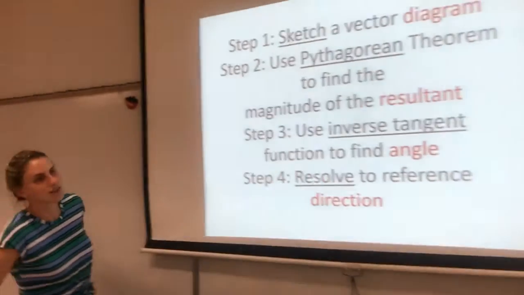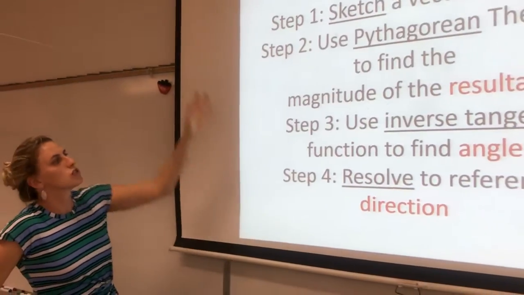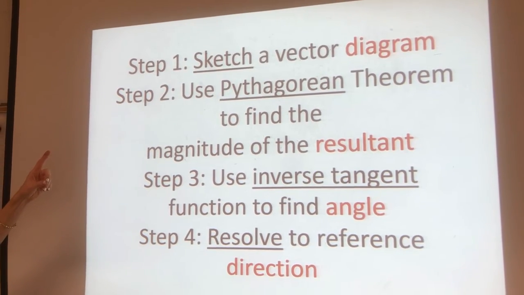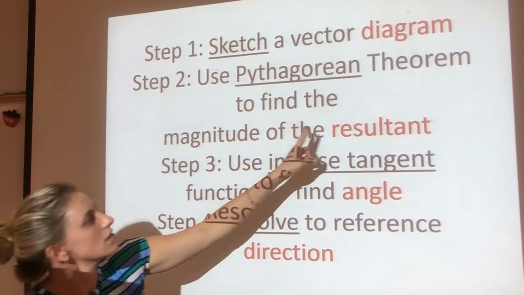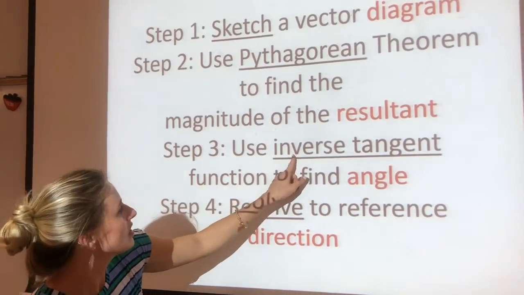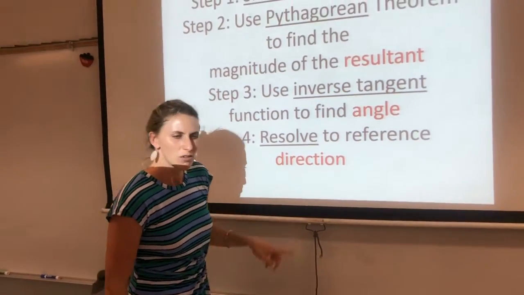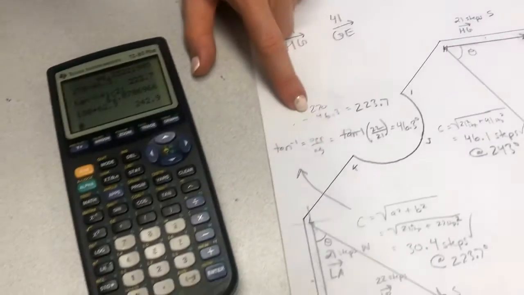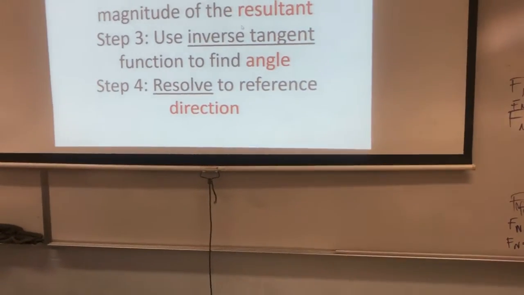Okay, now let's do some practice. This is how we're going to do all of these questions. Would you guys write this down in your notes? You need this. Step 1: sketch the vector diagram. Step 2: use Pythagorean theorem to find the magnitude of the resultant, that's just the magnitude, and then the inverse tangent to find the angle, and then resolve to reference direction. Resolve to reference direction just means that you might have to do some extra addition or subtraction to get the correct angle. So have this written down and let's rock and roll.